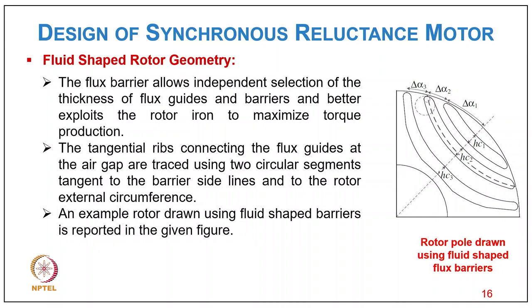The tangential ribs connecting the flux guides at the air gap are traced using two circular segments tangent to the barrier sidelines and to the rotor external circumference. An example rotor geometry using the fluid shaped barrier is reported in the given figure.